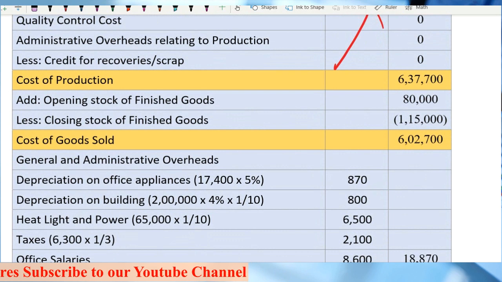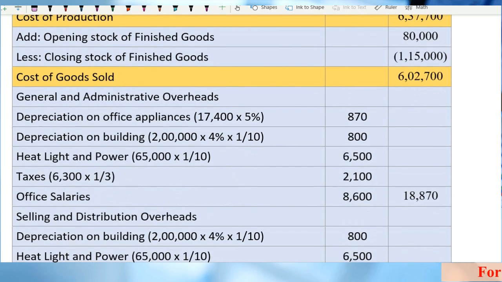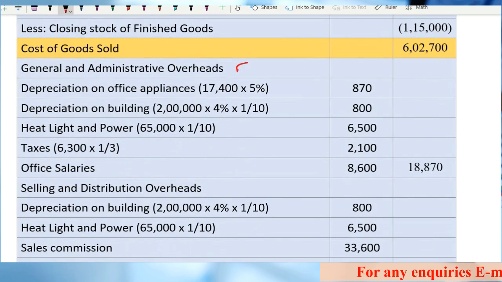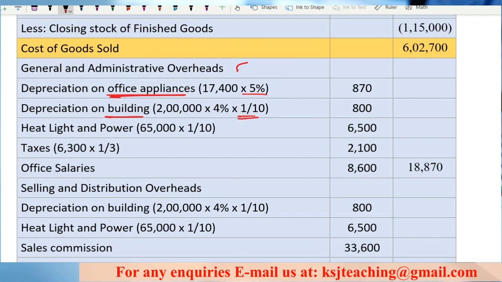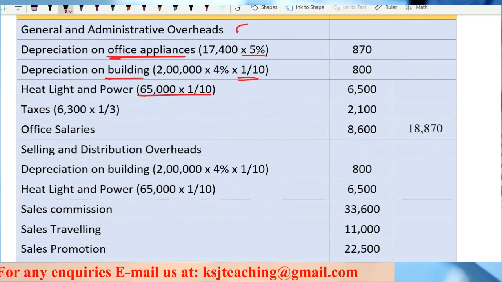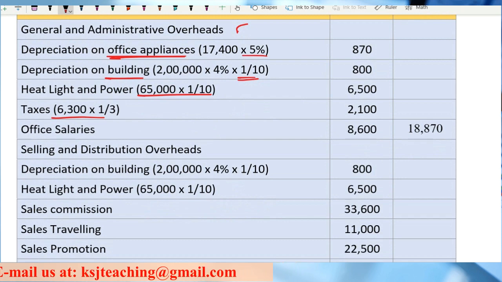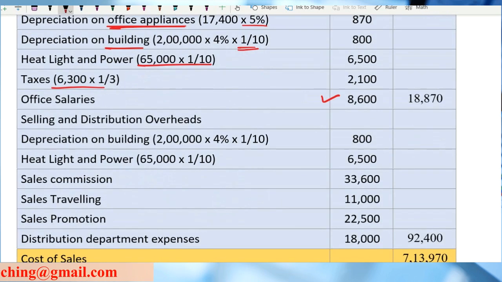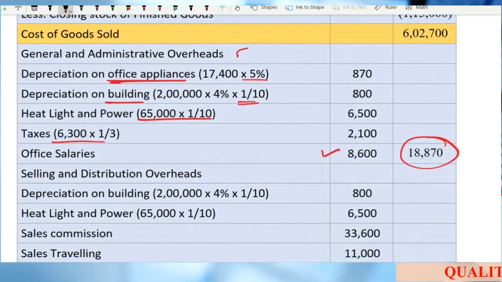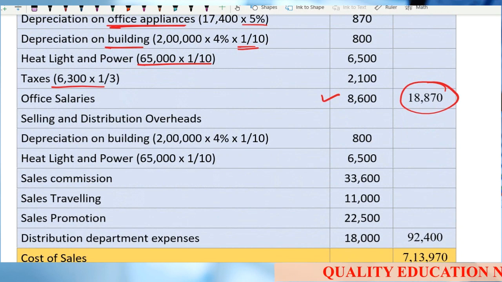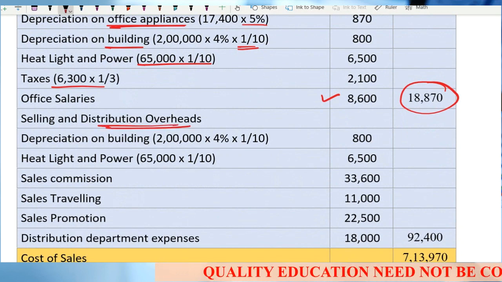Add opening stock of finished goods less closing stock. It is given in the question, so no hassles. Absolutely nothing to worry. Cost of goods sold. Add administration overheads, depreciation on office appliances, depreciation on building 1 by 10, heat, light and power 1 by 10, taxes 1 by 3, office salaries 8,600. So this is your cost. Yes, administration overheads.